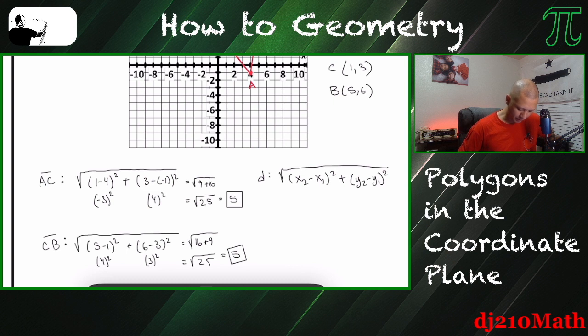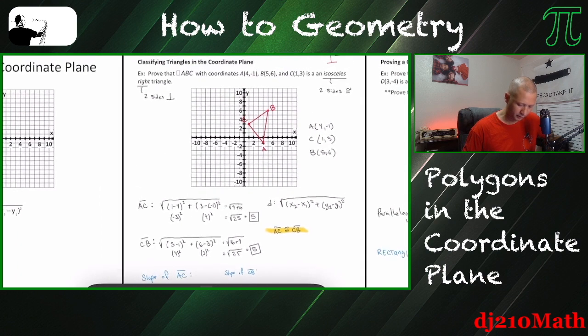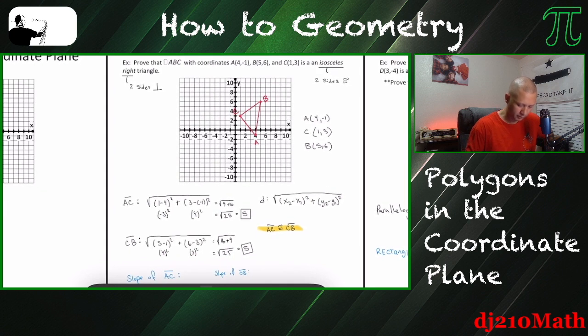So a statement that we can make is that we just proved that AC is congruent to line segment CB. All right, so this is a pretty important statement. That proves the first thing we wanted, that two sides are congruent. So AC is congruent to CB.